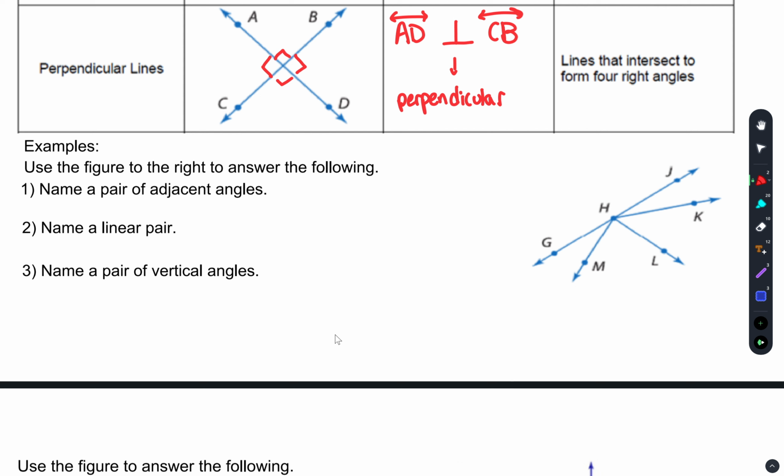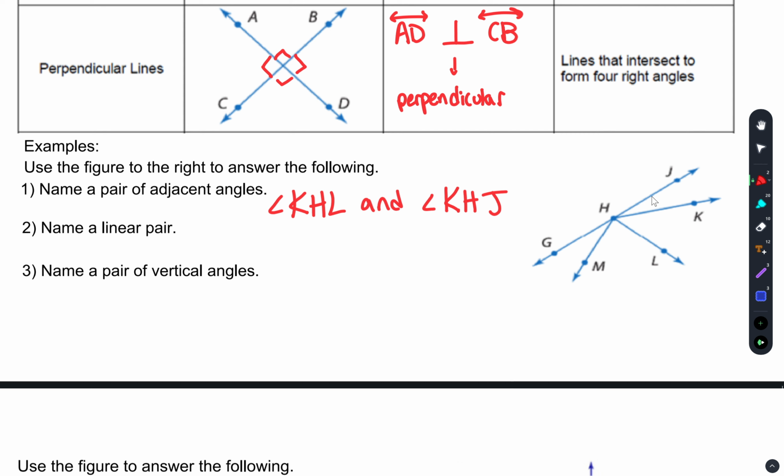What if I give you one and you give me the other one? What if I say one of them is angle KHL? Can you give me an angle that is adjacent to KHL, Casper? Perfect. 2 adjacent angles, they share this side, KH.